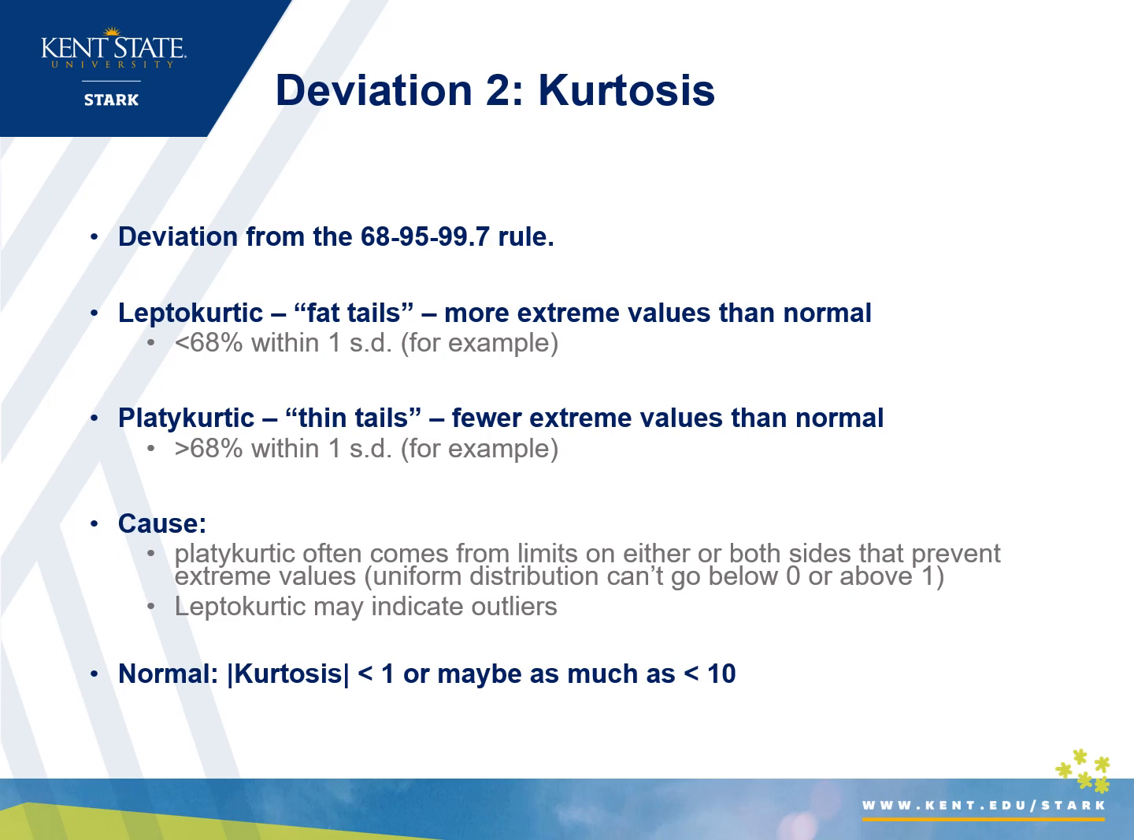Rather like with skewness, there's some disagreement about how far from normal kurtosis can go and still be normal. If the magnitude is less than 1, then we're pretty close to normal, and some people suggest a kurtosis even as high as 10 or negative 10 could still be close enough for us to consider the data normal, barring any other concerns.